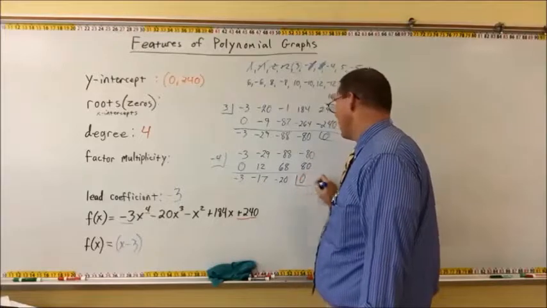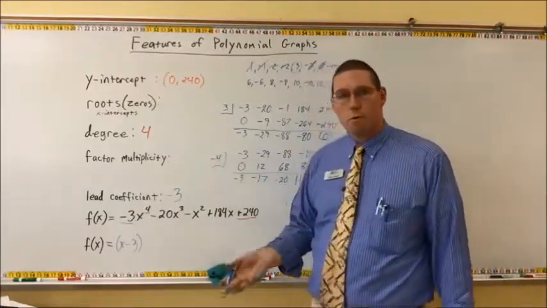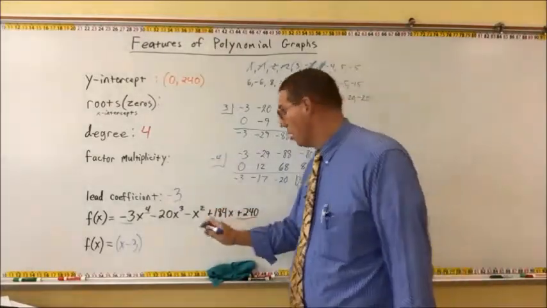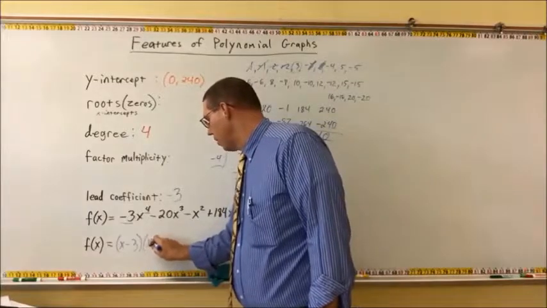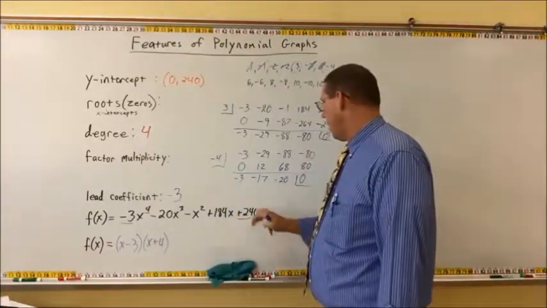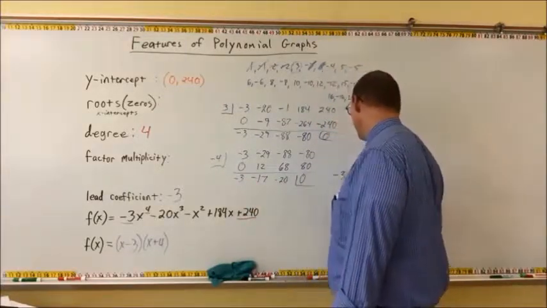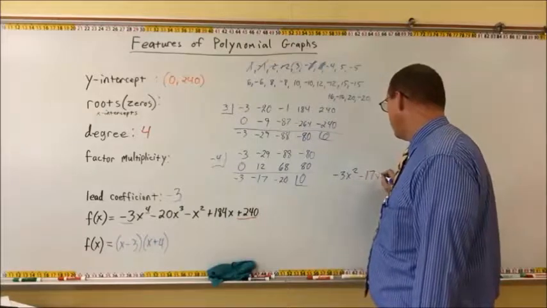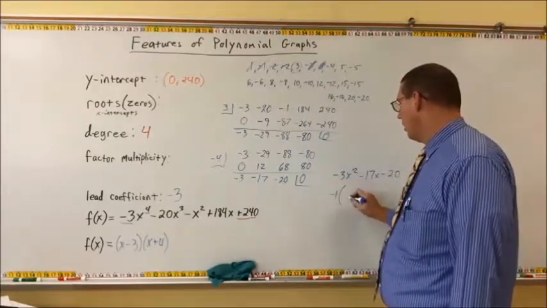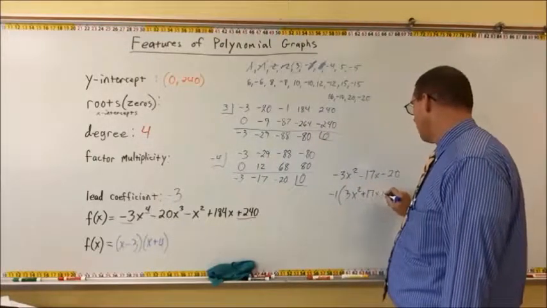And sure enough, we get a remainder of 0. So that means that negative 4 is one of the roots, meaning its factor is x plus 4. So we know that x plus 4 is a factor. And now this becomes negative 3x squared minus 17x minus 20, and we could factor out a negative 1, leaving us with 3x squared plus 17x plus 20.